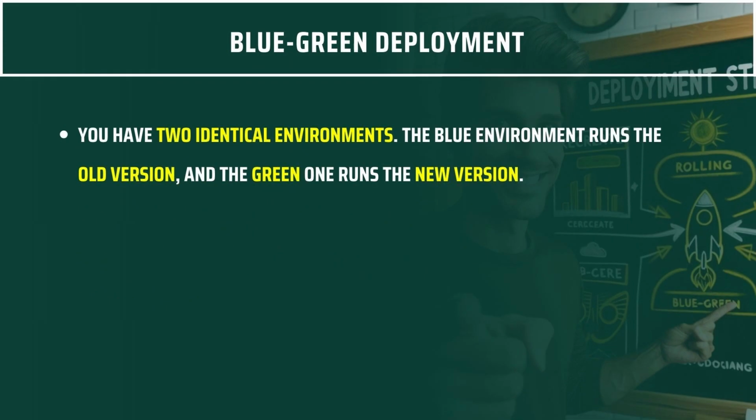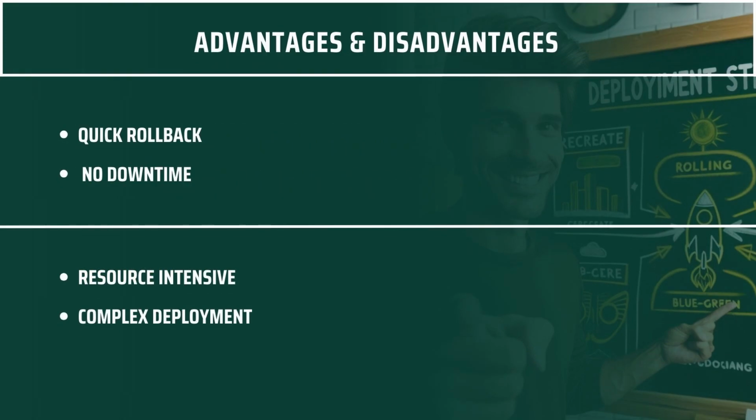Similarly, in deployment strategy terminology, you have two identical environments. The blue environment runs the old version and the green environment runs the newer version. Here are the advantages and disadvantages of this deployment strategy. It is very easy to switch back to the older version if issues arise, and users experience no downtime during the switch. And disadvantages are, it requires double the infrastructure to maintain both environments because it contains two identical environments.